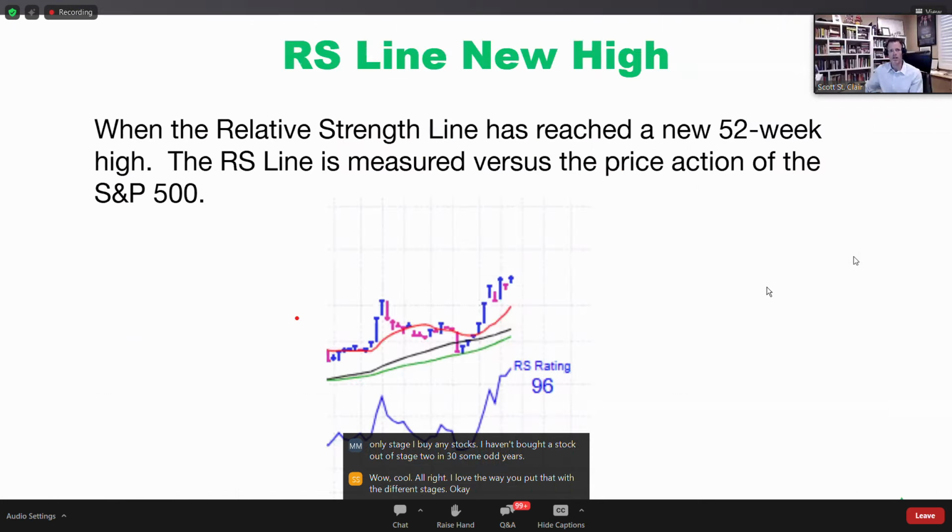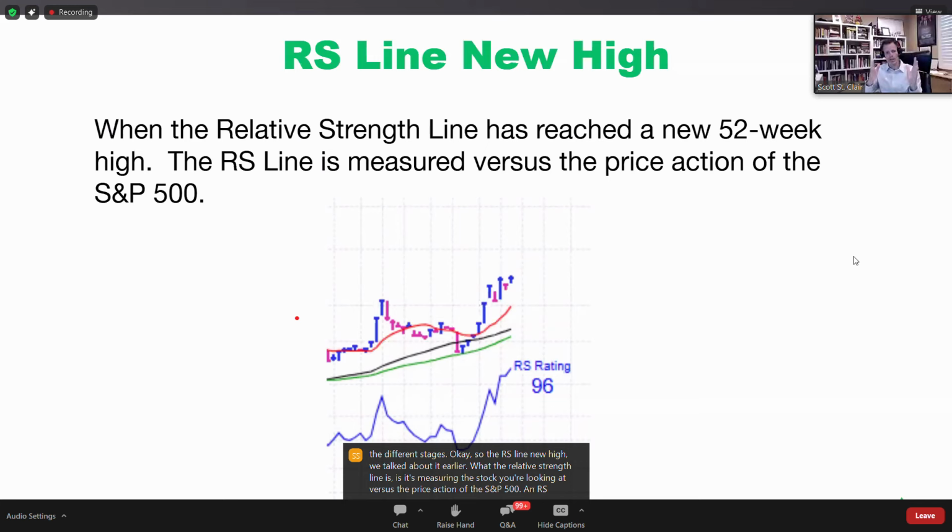Okay, so the RS line new high, we talked about it earlier. The relative strength line is measuring the stock you're looking at versus the price action of the S&P 500. An RS line going up, think about it like a clock. 12 o'clock on an RS line would be perfect. 3 o'clock would be neutral. 6 o'clock would be awful. You want something around, I mean, 12 is asking too much, pretty much, but you'd want a 1 or a 2 o'clock on a clock as far as your relative strength.